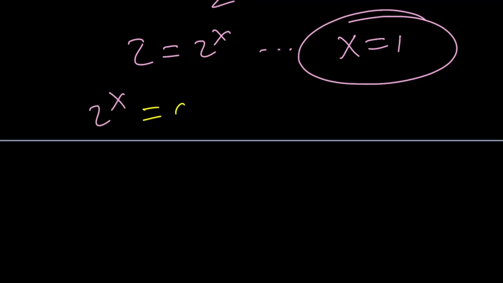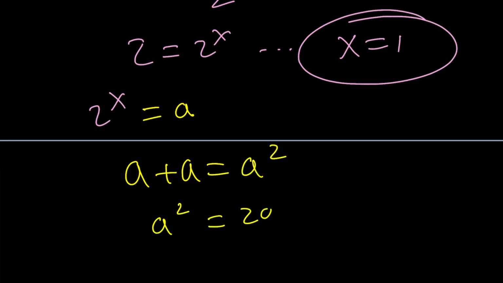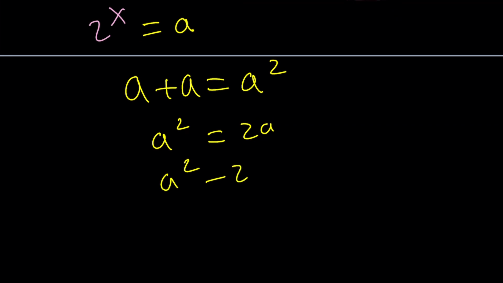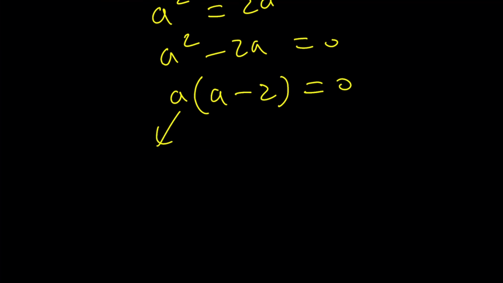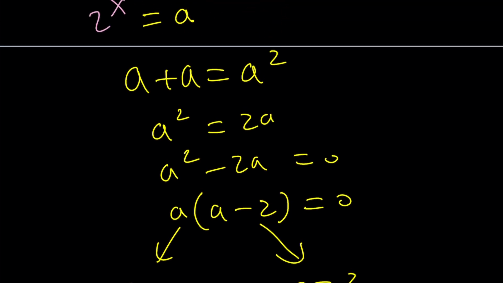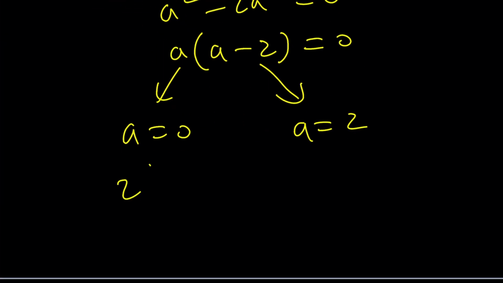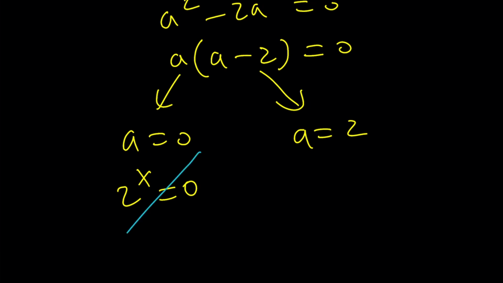You can call this a, and then that will give you a plus a equals a squared. And then this gives you a squared equals 2a. And then you can kind of bring these on the same side, and then factor out an a minus 2. And from here you get two solutions. Great. a equals 0, a equals 2. Wait a minute. Isn't there only one solution? Yes, because the problem is, if 2 to the power x is equal to a, notice that 2 to the power x can never be 0. Even with the complex values, that's not going to happen.